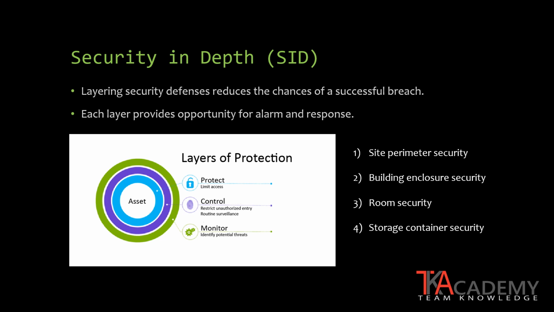An example of this would be an outer layer located at the site perimeter, such as a security fence. The next layer would be the building enclosure and exterior wall construction. Within the building would be specific rooms, and room security would make up another layer of defense. Finally, within a room, there may be a storage container or a vault. That is the final layer of security that protects the asset.